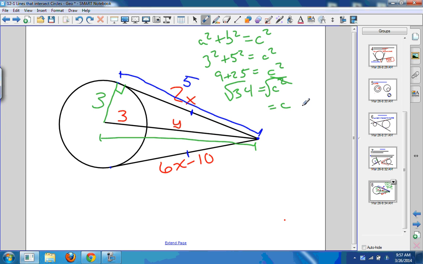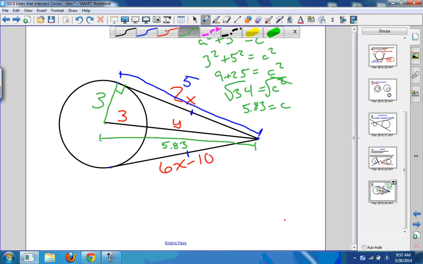I'll use my calculator and figure out what the square root of 34 is. My calculator tells me that it is 5.83. So that means that this whole side here is equal to 5.83. So this whole amount in green here is equal to 5.83. Well, if the whole thing is equal to 5.83, and we know that this distance is 3, then y has to be what's left over.